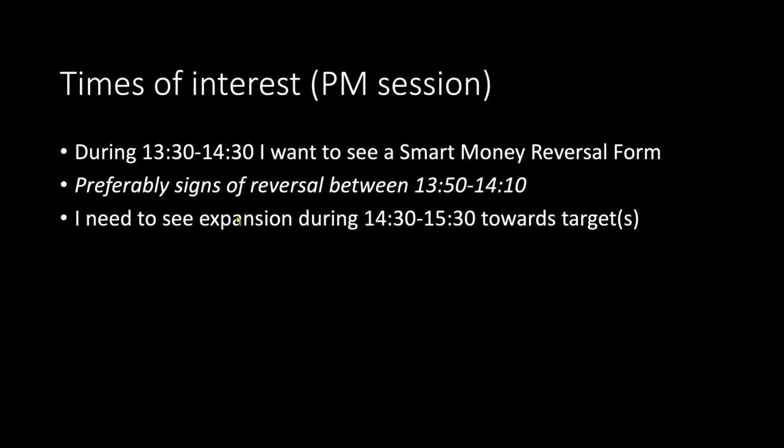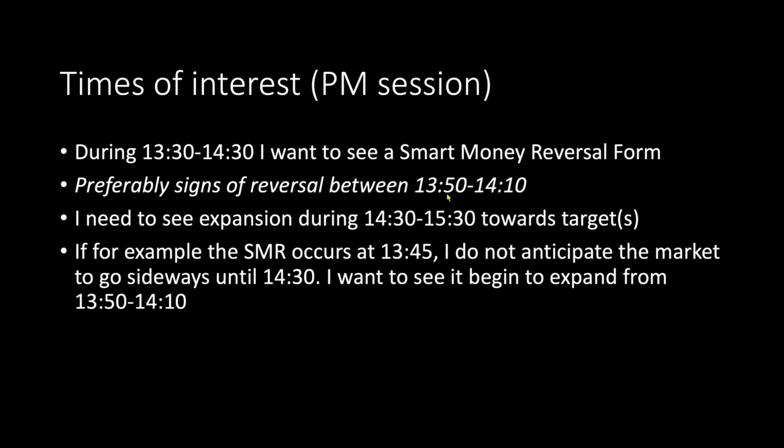Let's take a look at the next bullet point, which is that I need to see an expansion during 2:30 to 3:30 towards the targets. If, for example, the smart money reversal occurs at 1:45 p.m., I do not anticipate the market to go sideways all the way until 2:30 p.m. I want to see it begin to expand from 1:50 p.m. to 2:10. So from that macro time window that has been shared with you.